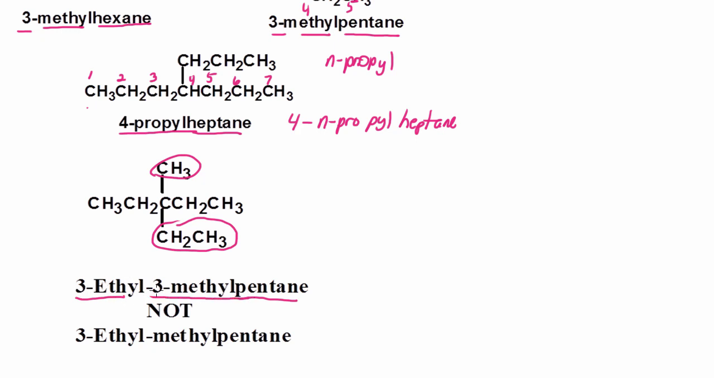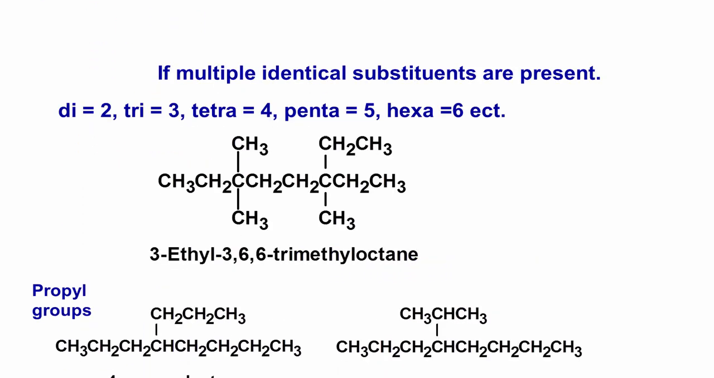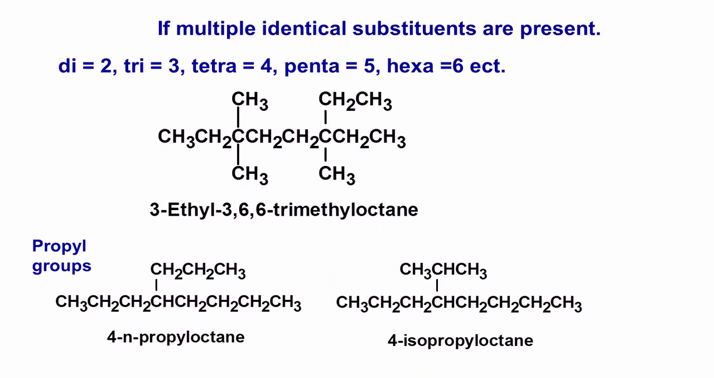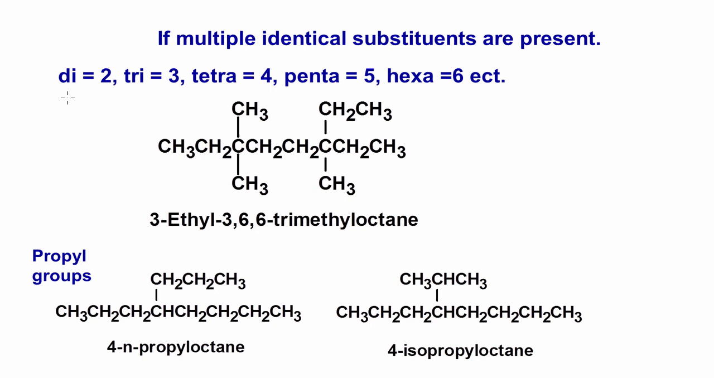Remember, hyphens separate numbers from the different prefixes. Now, I couldn't name this 3-ethylmethylpentane because I have to indicate which carbon the methyl group is on. Even if it is the same carbon as the ethyl, I have to have the 3 in here. So this is the correct name for this substance. We already know if we have multiple identical substituents that we use the prefixes di, tri, tetra, and so on.